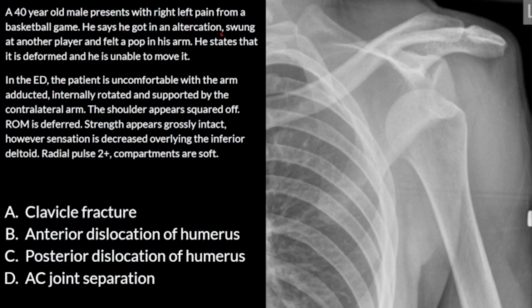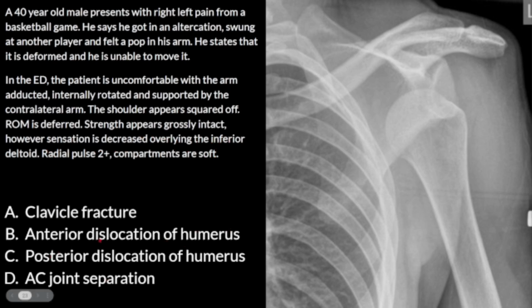Okay, a 40-year-old male presents with right arm pain from a basketball game. He says he got in an altercation with another player and felt his arm pop. He states that it is deformed and he is unable to move it in the ED. He is noted to be uncomfortable with the arm slightly adducted and internally rotated, supported by the contralateral arm. The shoulder appears squared off and range of motion is deferred. Strength appears intact. However, sensation is decreased over the inferior deltoid. Pulse is intact. Compartments are soft. What do you think this guy has?